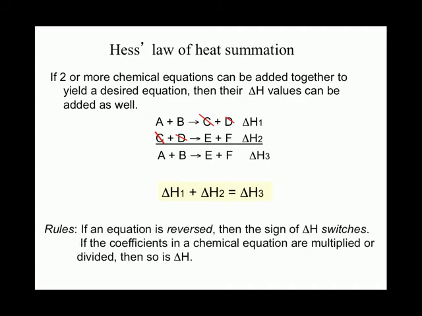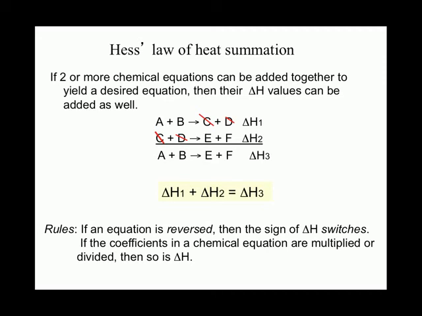Now here are the two rules for using Hess's law. If you have to reverse an equation, then the sign of delta H will switch. So if it was positive, it'll then become negative. Also, if the coefficients in the chemical equation are multiplied or divided, then you have to do the same to the delta H value.